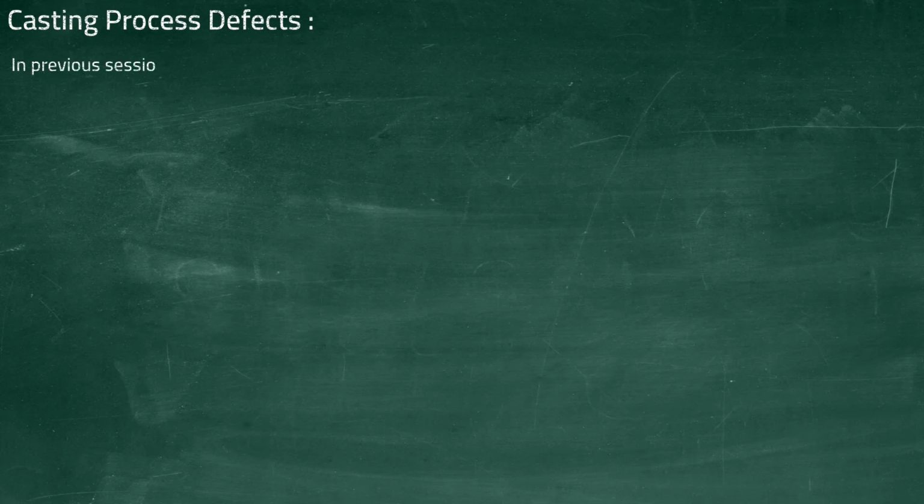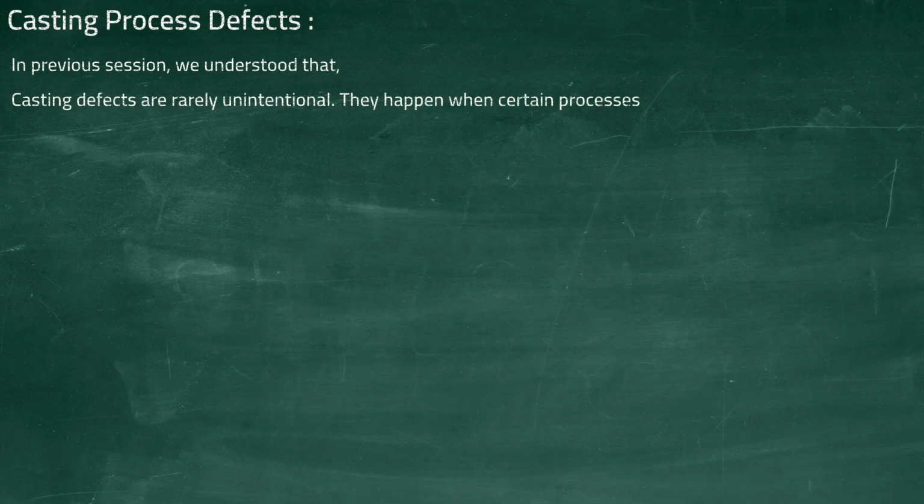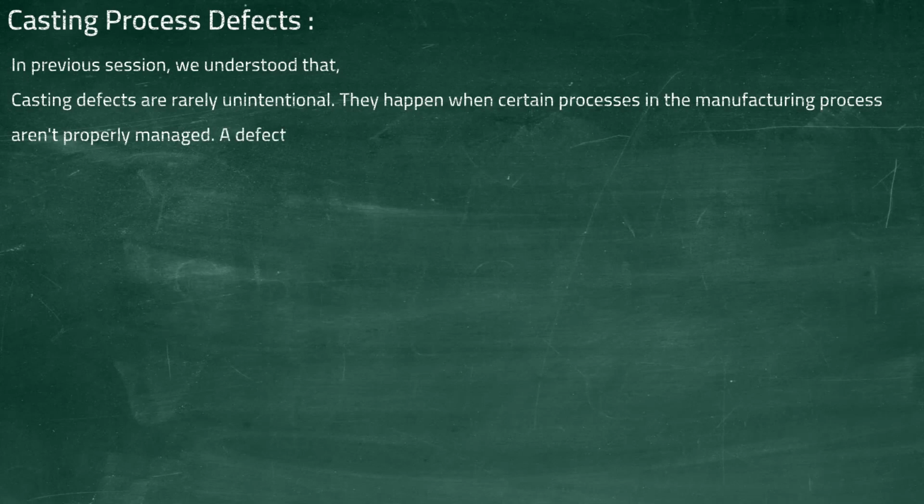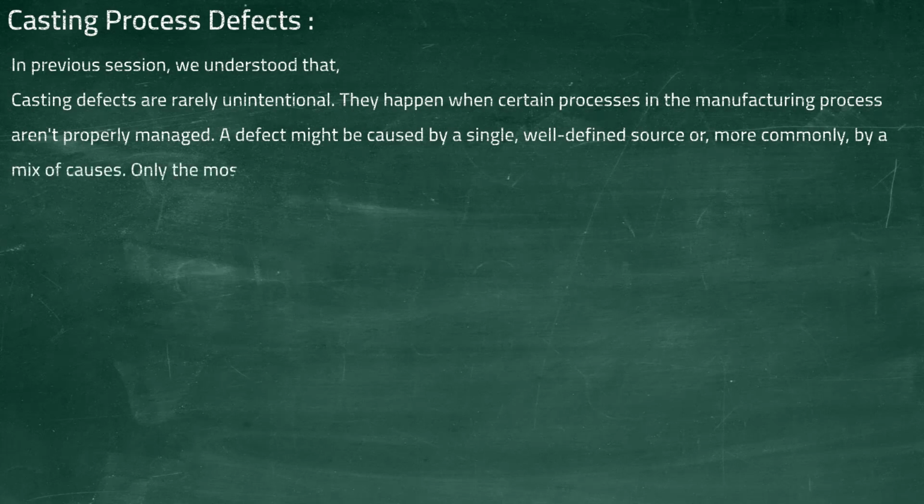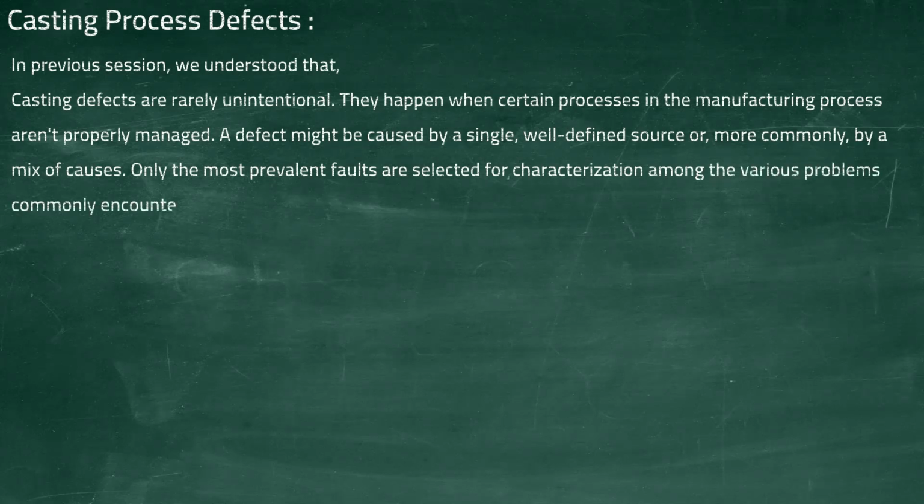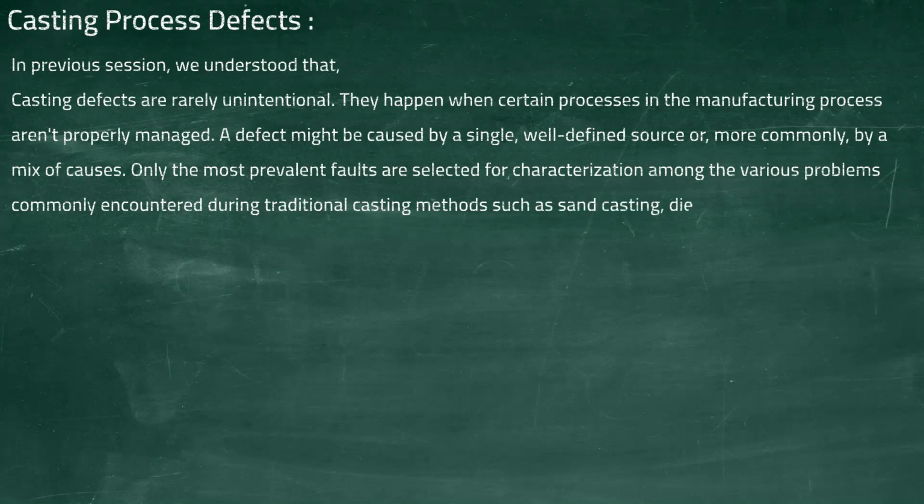In the previous session, we understood that casting defects are rarely unintentional. They happen when certain processes in the manufacturing process aren't properly managed. A defect might be caused by a single, well-defined source or, more commonly, by a mix of causes. Only the most prevalent faults are selected for characterization among the various problems commonly encountered during traditional casting methods such as sand casting, die casting, and investment casting.